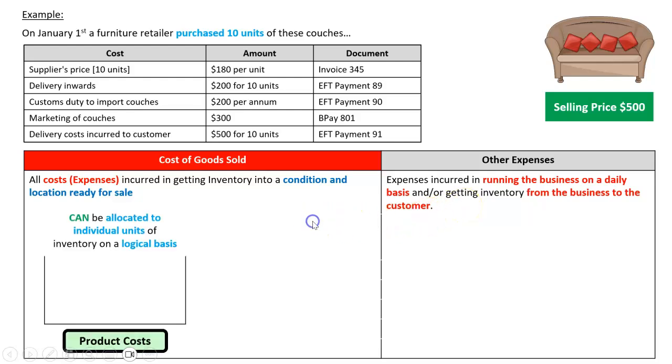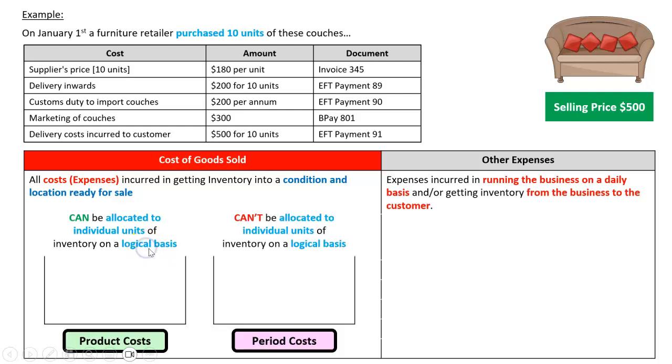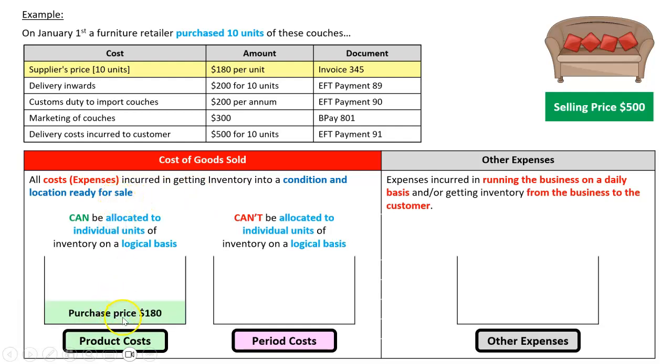And we also learned that within the cost of goods sold section, there's product costs. They're the ones that can be allocated to individual units on a logical basis. And there's period costs. They're the ones that can't be allocated to individual units on a logical basis. So if we just look at the couch, what would its product cost be? We start with the supplier's price of 10 units. Well, that's clearly required to get it in a condition and location ready for sale, and it can be allocated to each unit logically. We've got the delivery inwards.